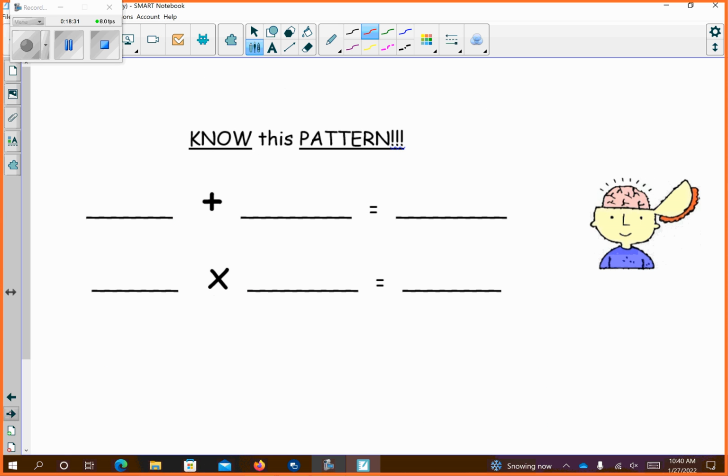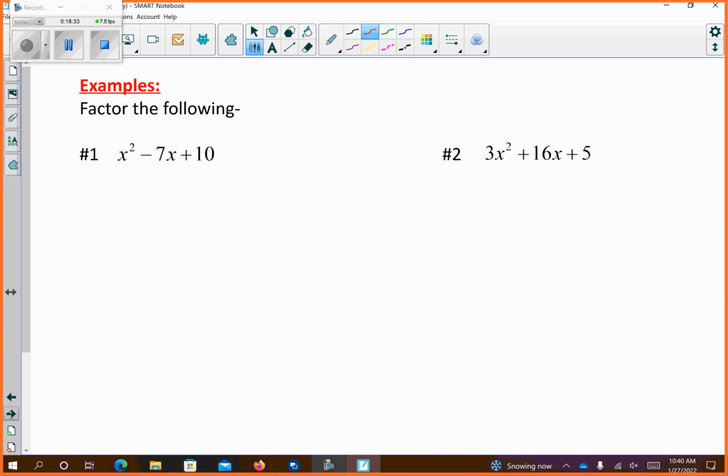All right. I'm not worried about that. I'm going to go to here. All right. Problem number 1. What is in front of x squared? A 1. Still with me? Ready? And I'm going to go 10 times 1 to get positive 10. Agreed? But look at this sign here. That means both signs have to be negative.